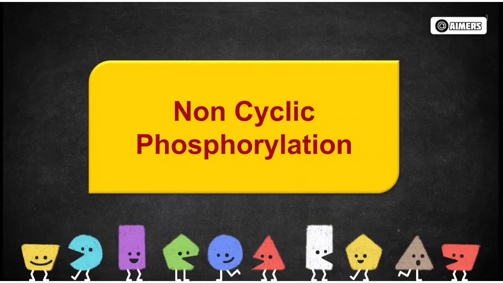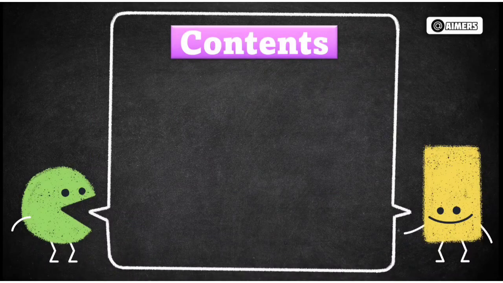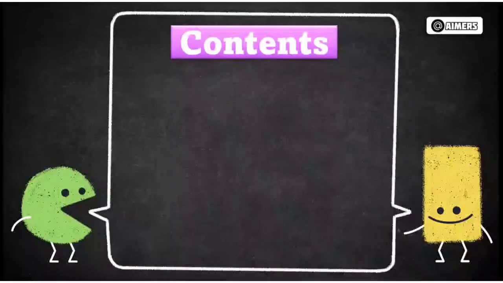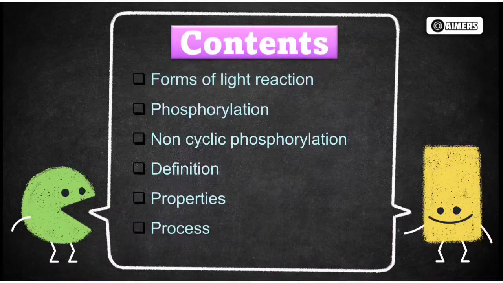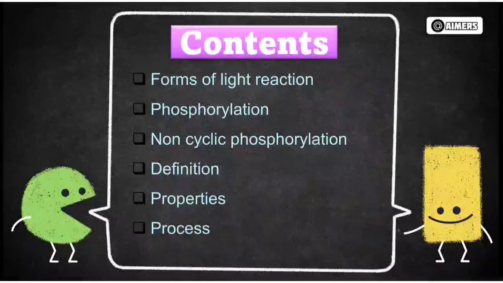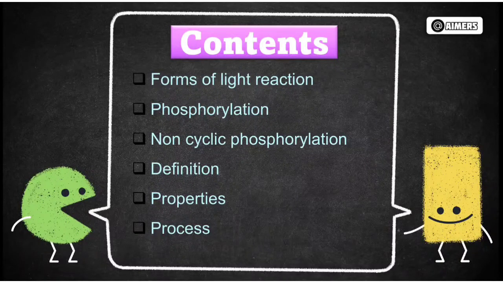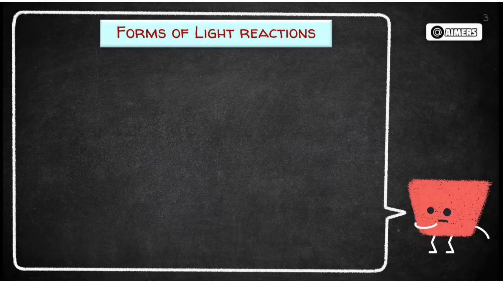Today the topic of our discussion is non-cyclic phosphorylation. So let's start today's topic. Firstly, we will look at the contents of what we have to study for today. So here is the content list. Firstly, we will look at the forms of light reactions. Then we'll go through phosphorylation, non-cyclic phosphorylation, definition, properties and process. So basically the main topic is non-cyclic phosphorylation. So firstly, we will see what are the forms of light reactions.